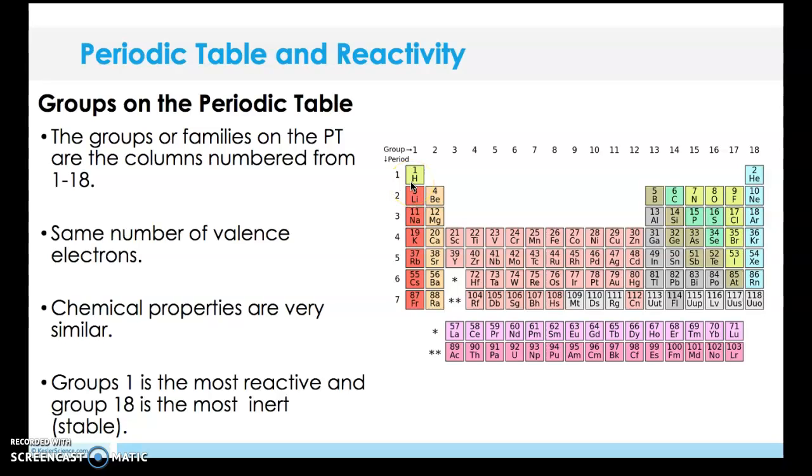We call those the alkali metals. That's not right. I don't know why I can't remember. Probably because it's past my bedtime.